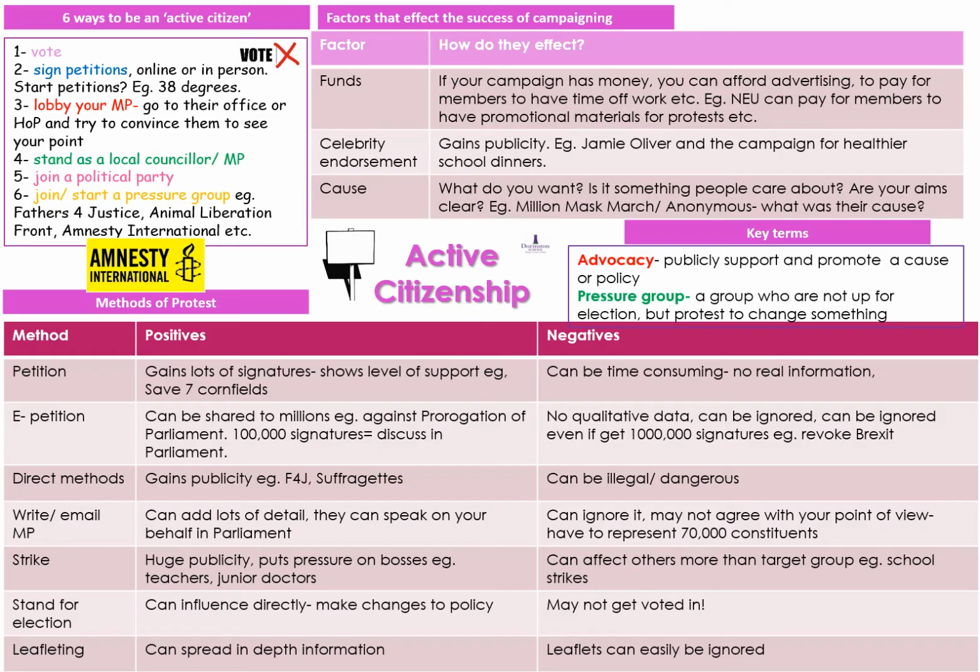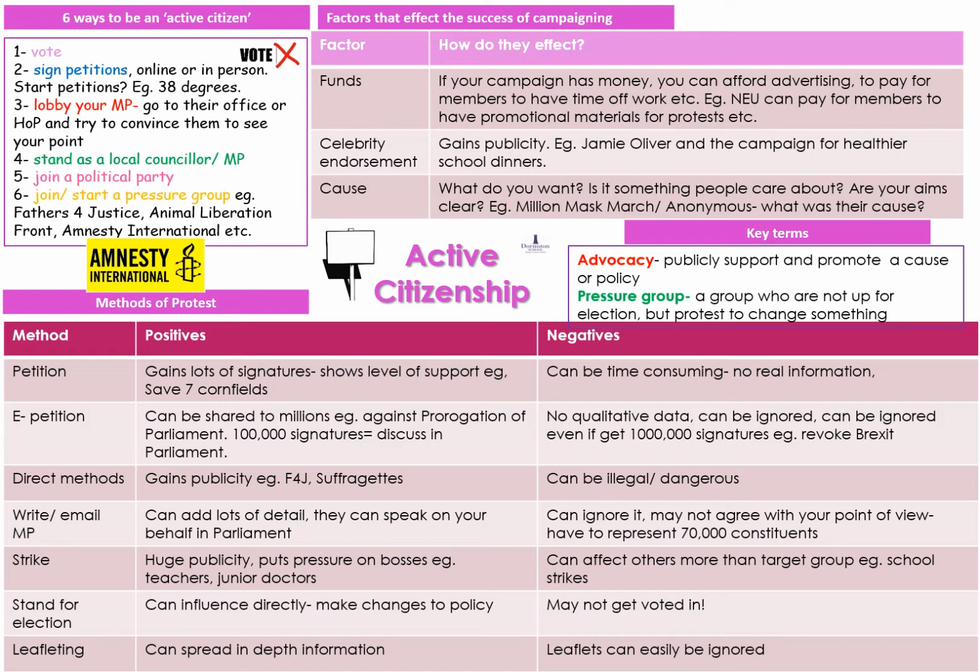If we look at our key terms, then advocacy. This means publicly supporting and promoting a cause or policy. So when you guys did your campaigning, you were advocating a cause. A pressure group is a group who are not put up for election, but they protest to get something changed.